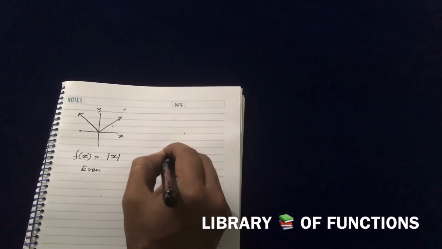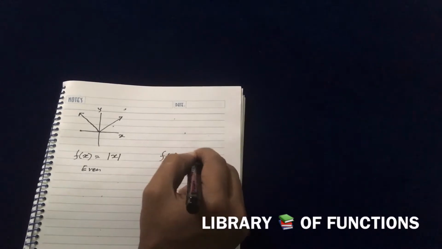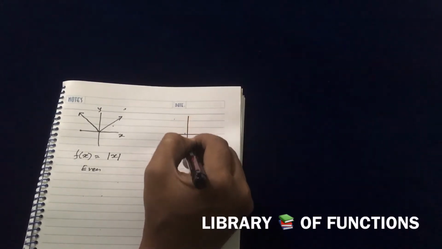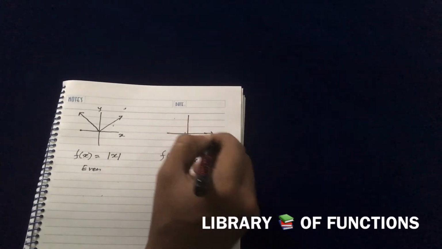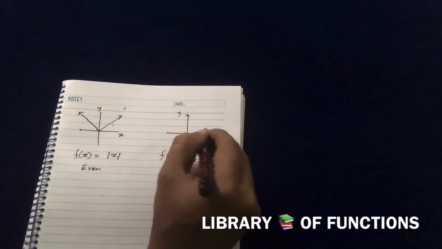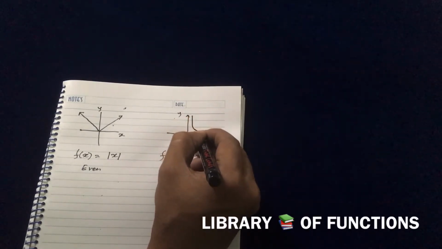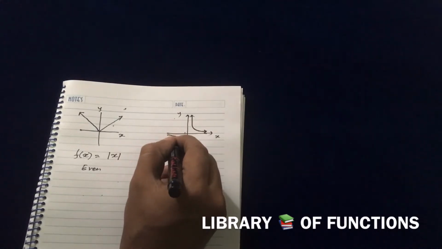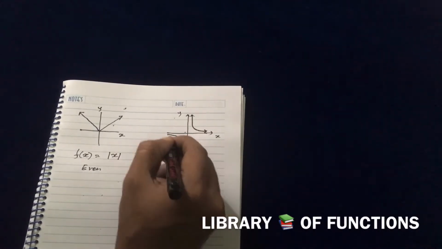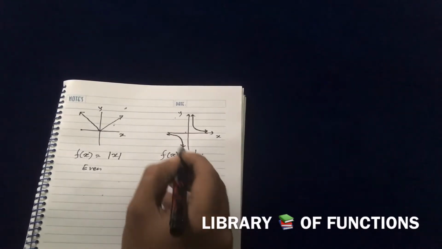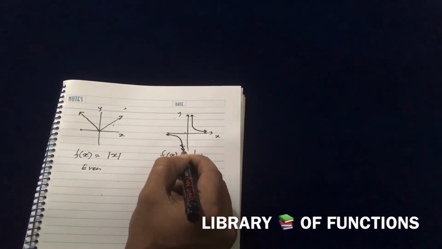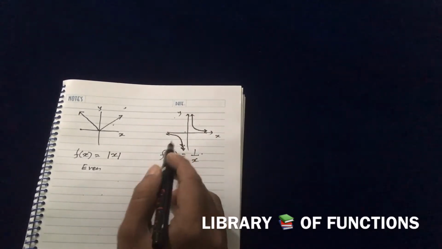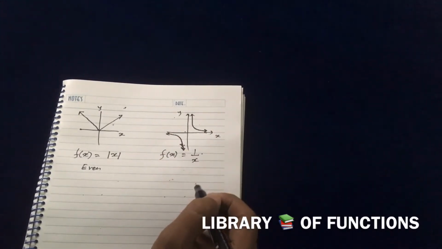Then let's look at the f(x) equals 1 by x graph. Again, this is x, this is y. The graph will be somewhat like this. I can draw it a little bit bigger so that it looks the same. Actually it will be the same. This side and this side will be the same in the actual graph.